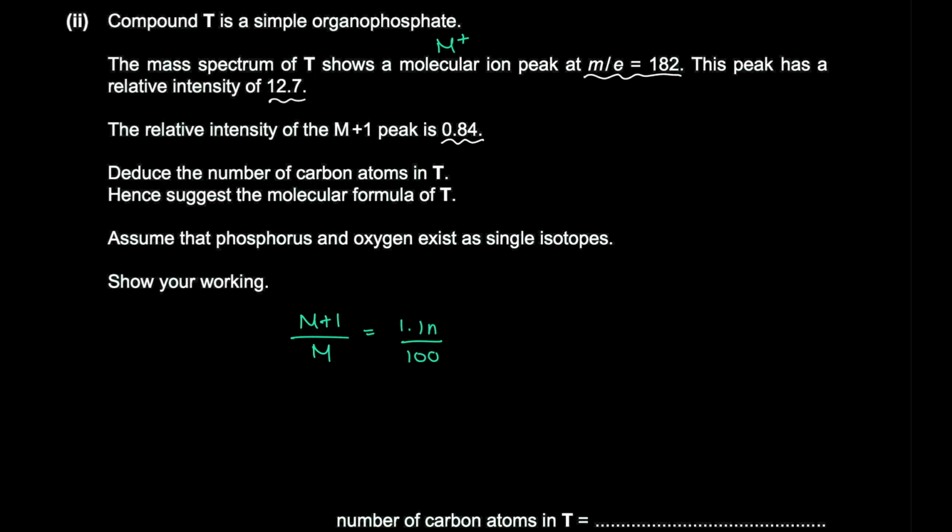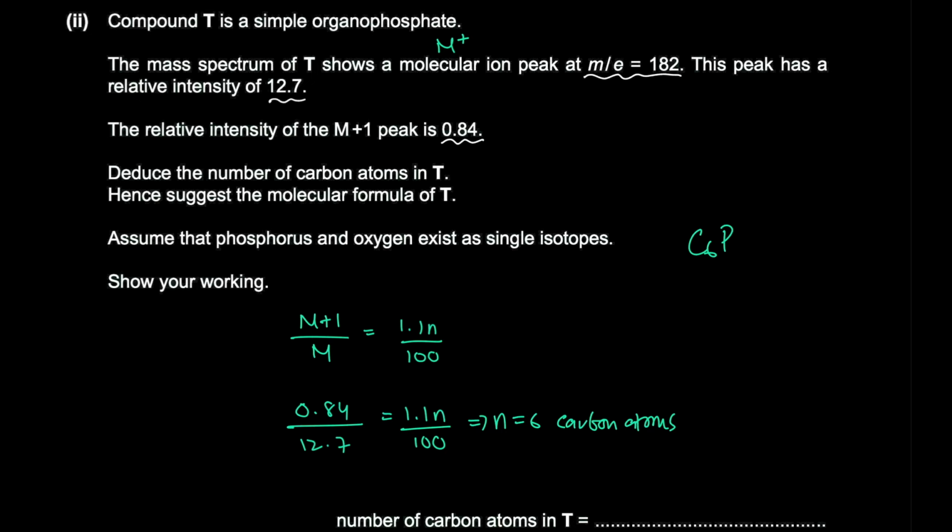So we can calculate the number of carbon atoms here. The height of the M plus 1 peak is 0.84. The height of the M peak is 12.7. This is equal to 1.1 N divided by 100, which gives us N as 6 carbon atoms. So we have 6 carbon atoms, so that's C6. It's an organophosphate, so we have 1 phosphorus.